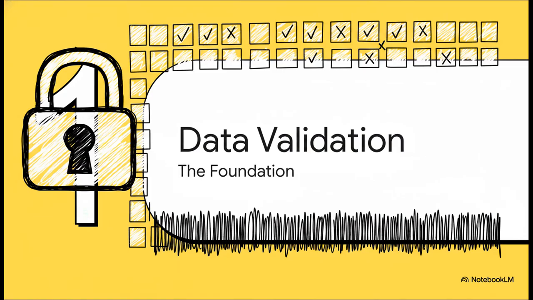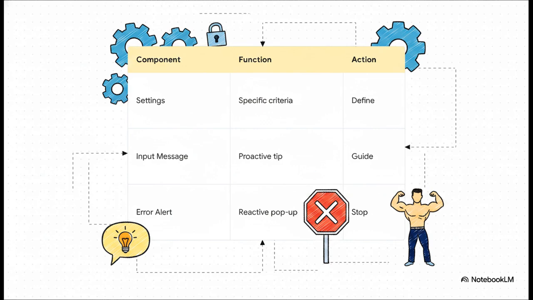Let's jump right into section 1, the foundation, data validation. Look, every great dashboard starts with perfect data integrity. To get there, we use 3 specific components that work together to constantly defend your data from human error. First up, settings. This is your foundation, where you define the specific criteria like what is mathematically or logically allowed in this cell.